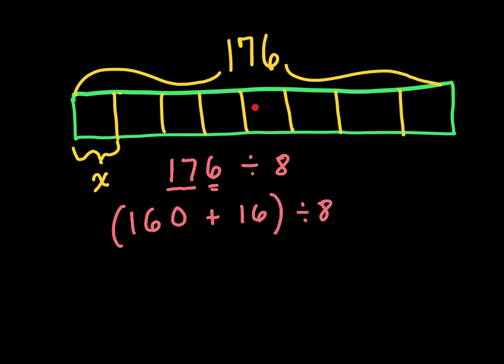8 goes into 160. Well, it goes into 16 twice with the 0. 8 goes into 16 twice, so we get a quotient of 22. So how many are going to go into each one of these sections? That x right here in mathematics is called a variable. Each one of those is worth 22.